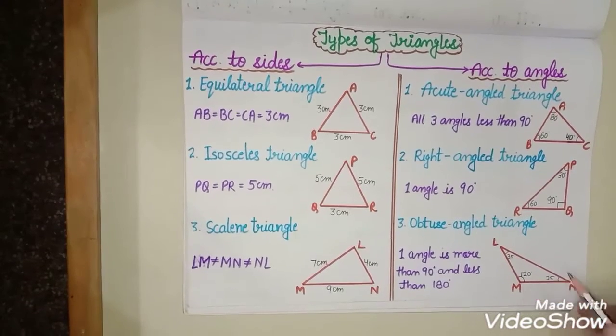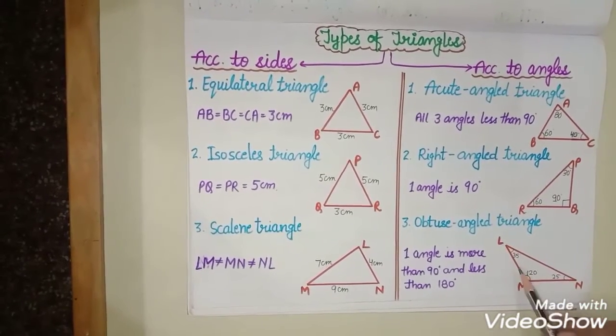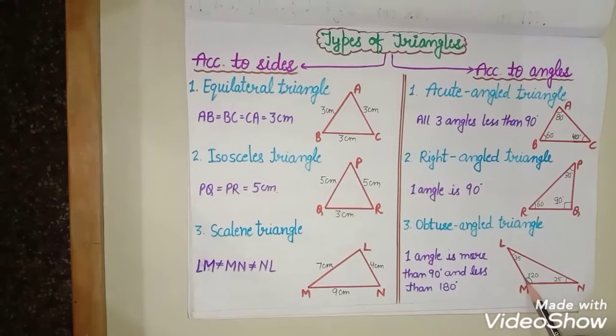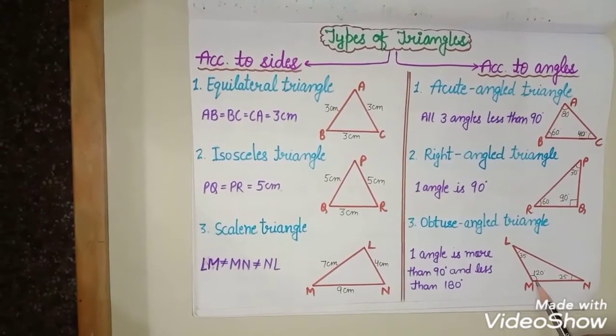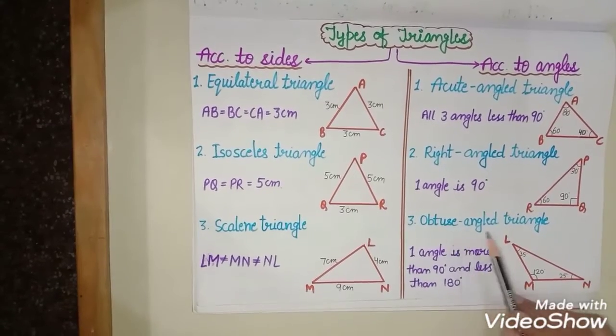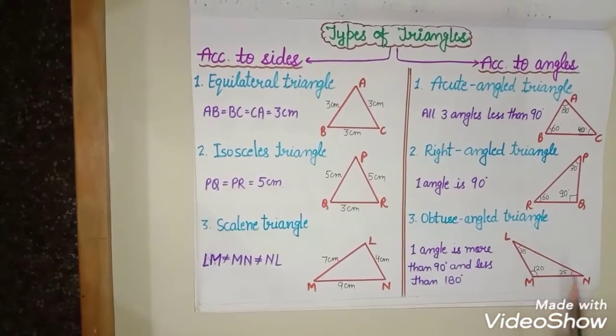Now see this triangle LMN. In this, angle LMN is 120 degrees and this is an obtuse angle. So this triangle is known as an obtuse angled triangle.